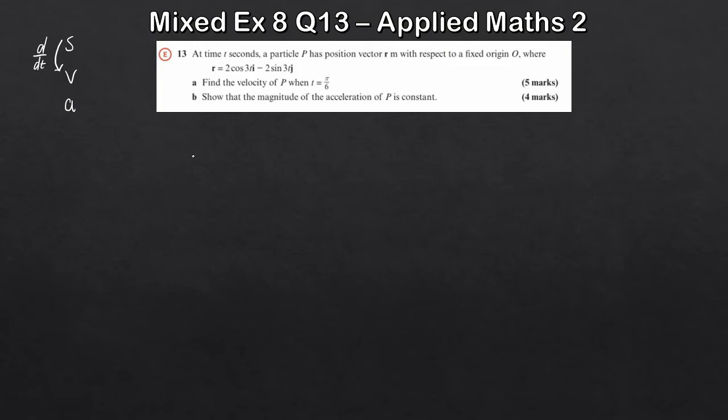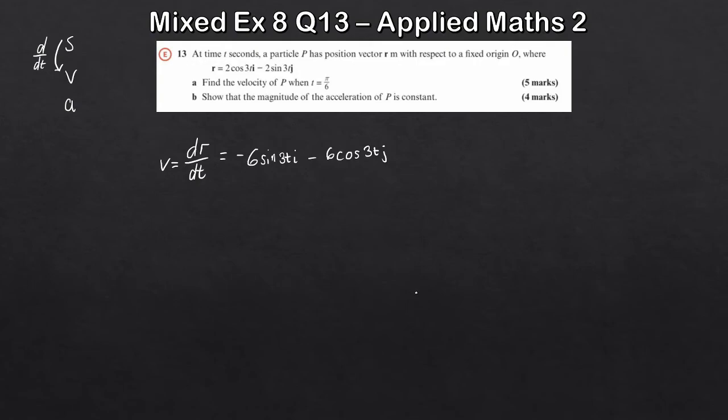So doing that with ours, that would be dr by dt. So this is v here. v is equal to the differential of the position vector. Again, just differentiate your trig functions here. So 2 cos 3t i, that would give us minus 6 sin 3t i. Differentiate minus 2 sin 3t, that gives us minus 6 cos 3t j. Okay.